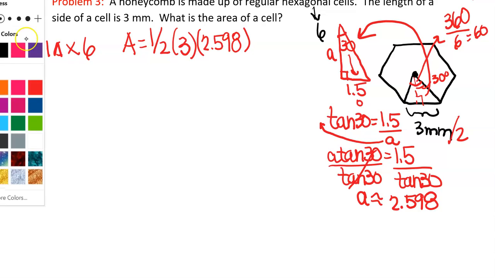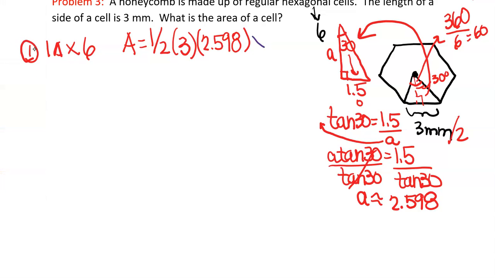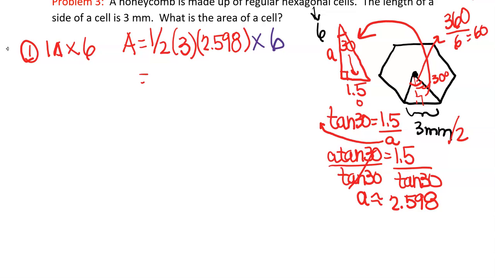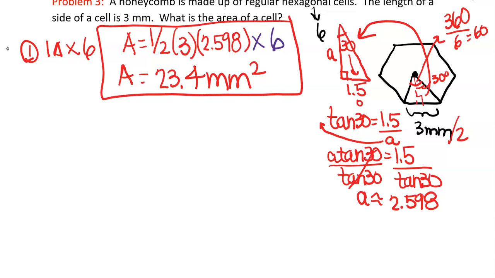And then we're going to turn around and multiply by the number of triangles, which is 6. So 1.5 times 2.598 times 6, 23.4. And this would be millimeters squared. And you would also need this and that. Okay, or you could put an arrow up, I guess.